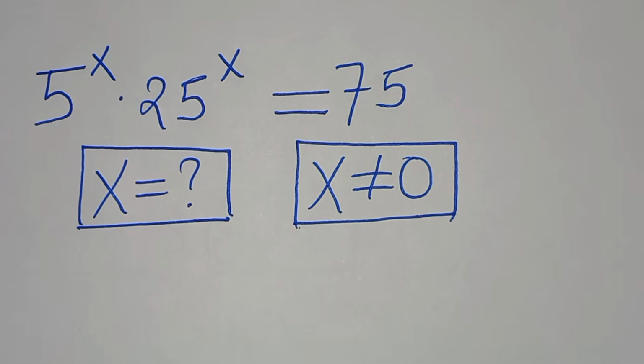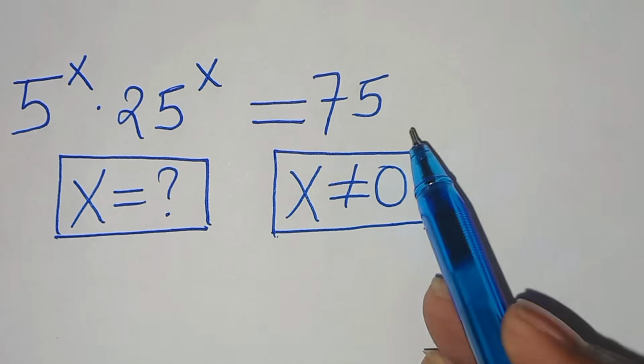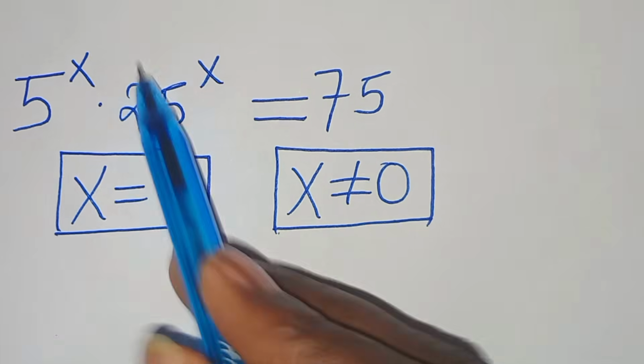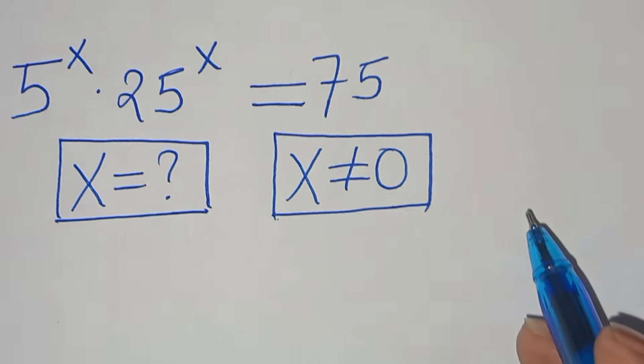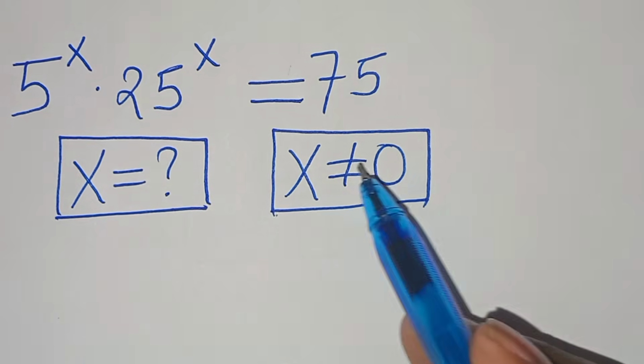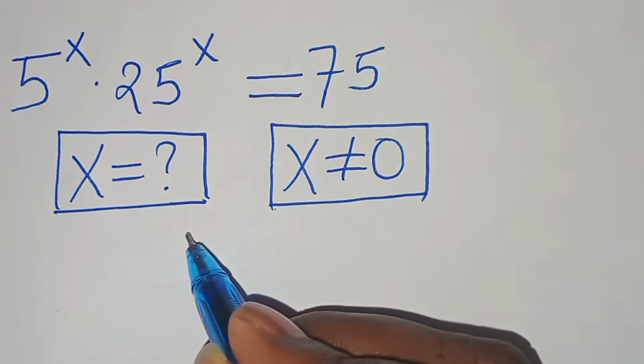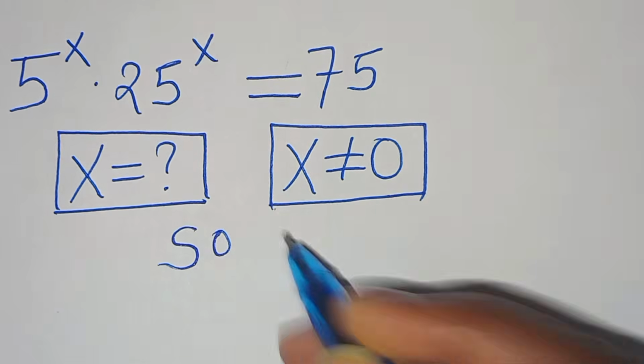Everyone, you're welcome to solve this nice exponential equation, which is 5 to the power of x times 25 to the power of x. This is equal to 75. So what is the value of x given that x is not equal to 0? So let's provide a solution from here.